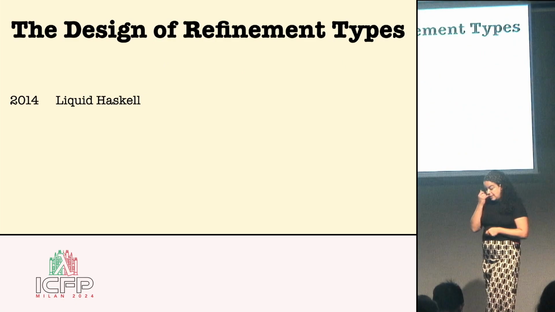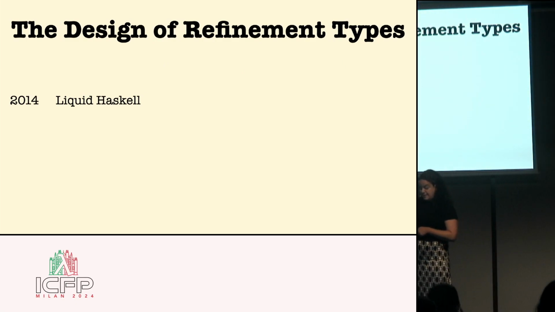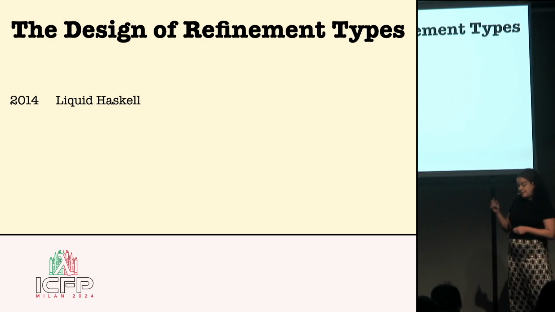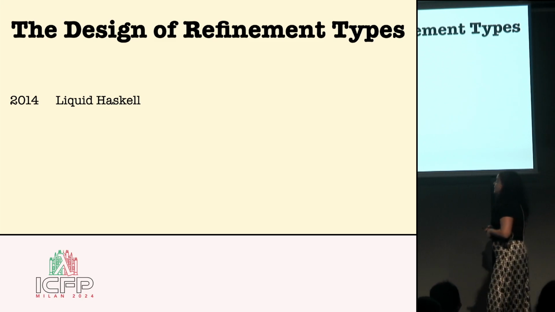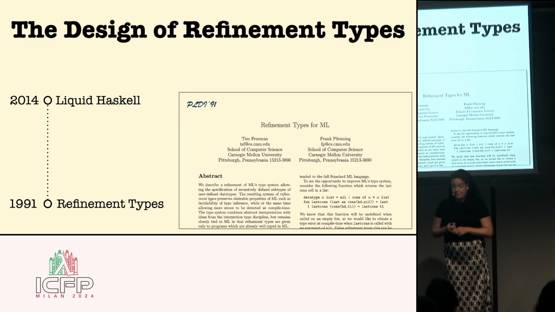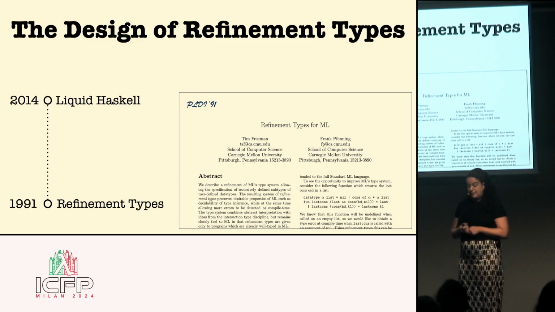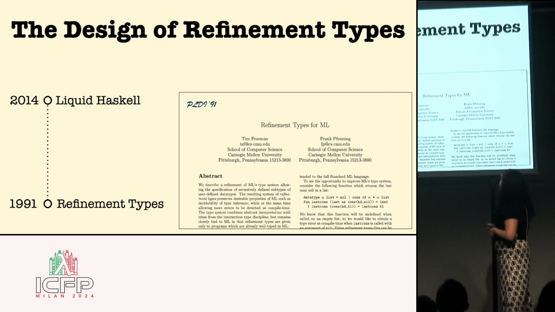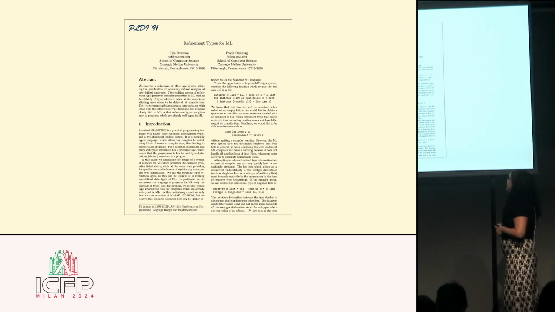So let's talk a little bit about the design of refinement types. Yes, Liquid Haskell is about 10 years old. We built it in 2014. But the history of refinement types goes back to 1991. And the first paper with refinement types is this Refinement Types for ML that was done by Freeman and Pfenning.